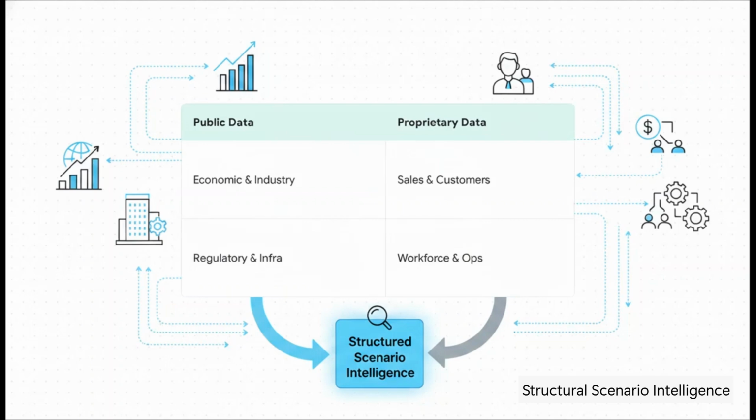Let's look at the data itself first. SSI pulls in public data, things like economic trends, industry reports, new regulations, and public infrastructure data. This is the outside world. But optionally, organizations can plug in their own proprietary data too, like their sales, customer retention, workforce turnover, and internal operations. Bringing the outside environment and your inside reality together, that is what makes this analysis so powerful.